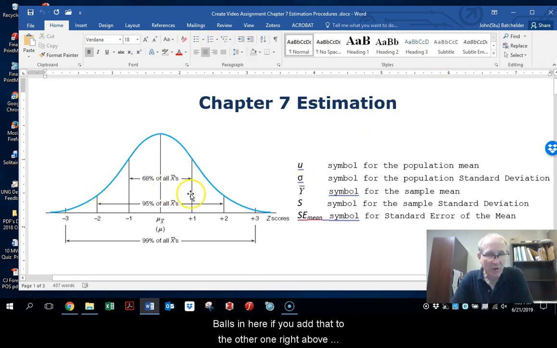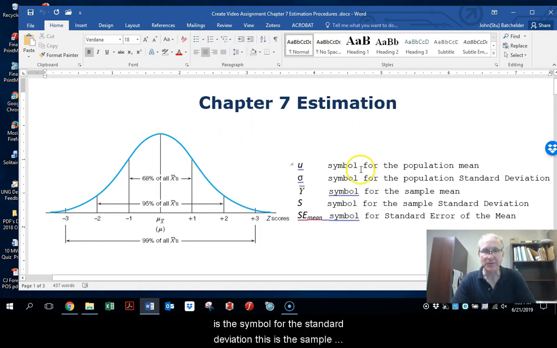You remember the normal curve. I pointed out one of the properties to you is the percentages between each standard deviation is fixed, and therefore 34.13% of the cases falls in here. If you add that to the other one right above the mean there, you're going to end up with 68%, and then 95%. Well, in point of fact, we can make this a little more accurate.